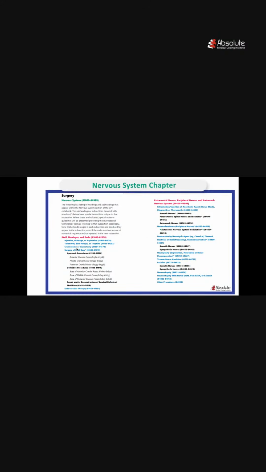And in your CPT manual, the codes for today's topics, skull base surgery, destruction by neurolytic agent, and chemodenervation, are all found under the nervous system chapter. The skull base surgery codes are reported from 61580 to 61619, and the destruction by neurolytic agent and chemodenervation codes are reported from 64600 to 64681. All right, so this is where you find these codes, and let's begin with the skull base surgery coding.